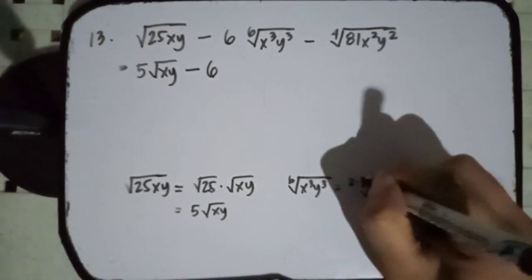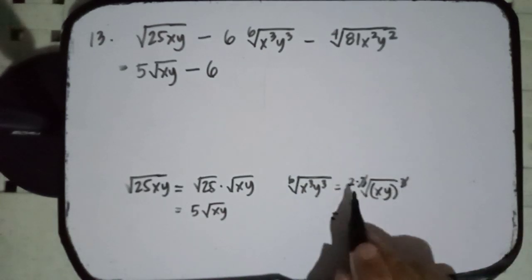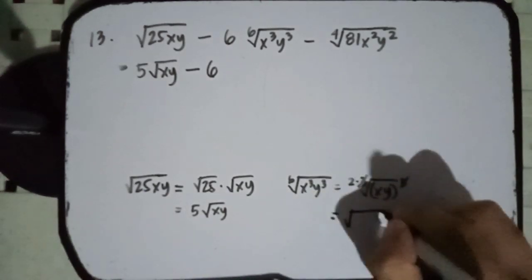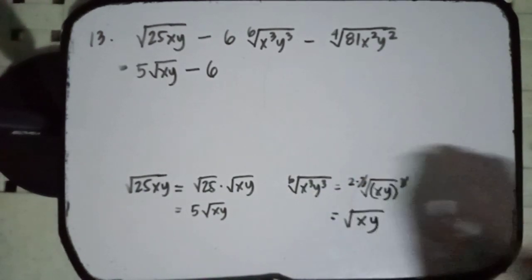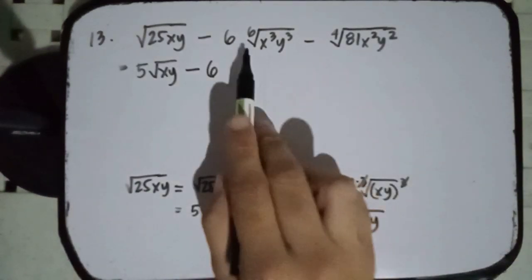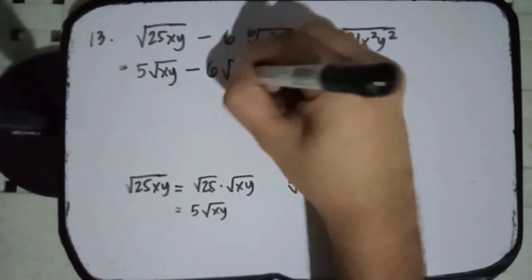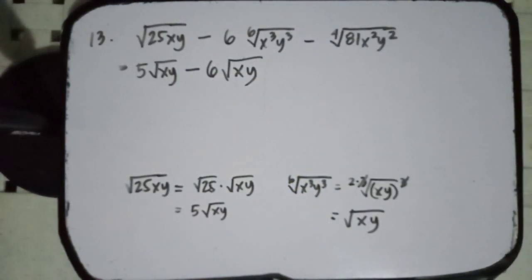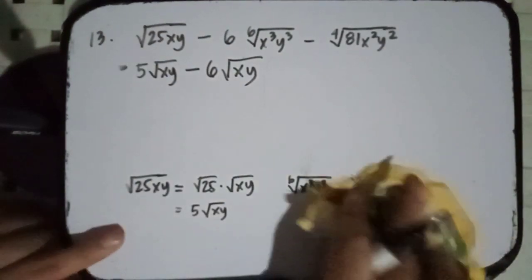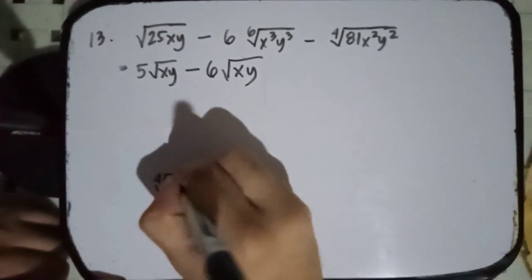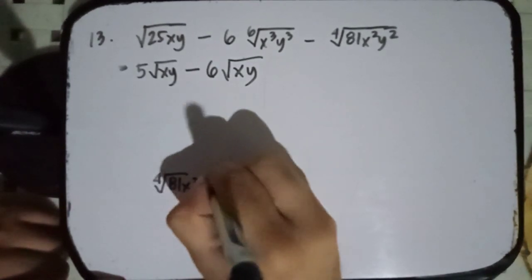Okay? Pwede natin i-cancel yung 3. And since 2 na yung magiging index natin, so make it invisible na lang. Kasi square root na tawag dito eh. So, square root of, then x, y na lang siya. Okay? So, from this, naging square root of xy na lang siya. So, copy square root of xy. And then, for this one, 4th root of 81 x squared y squared.